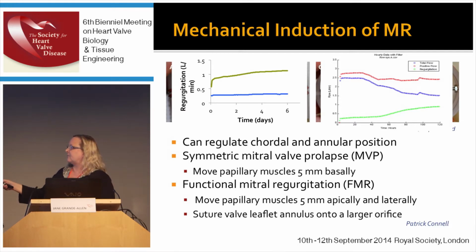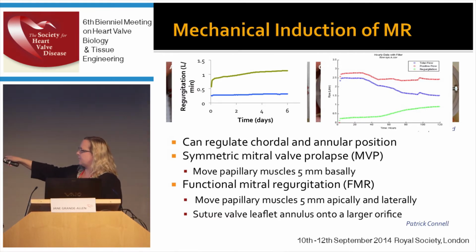We also can regulate the annular position by putting it onto a larger gasket. And so we've been creating 2 models, one of symmetric mitral valve prolapse created by moving the papillary muscles up towards the leaflet. When we do that, we move from the blue curve here up towards the green curve, where we initially generate quite a bit of prolapse, and then that regurgitation is sustained over a week. For the FMR model, we move the papillary muscles down and out, and the leaflet gets sutured onto a larger orifice. And so this color here, green, is the one I want you to look at. Here we have the increase in regurgitation over about a week.